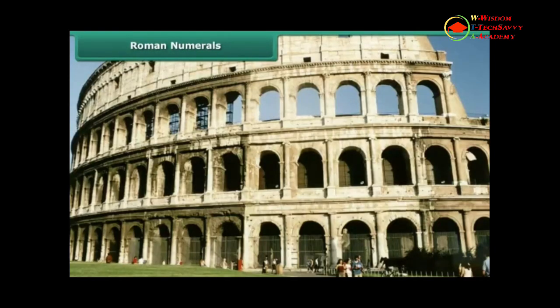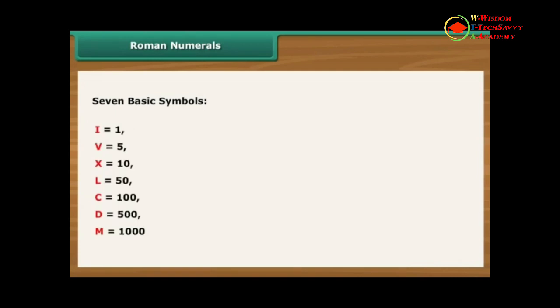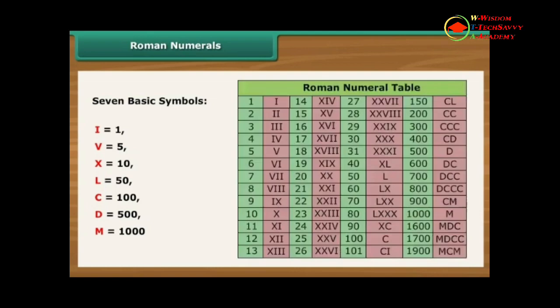Roman numerals. We use the Hindu-Arabic system of numerals. Another system of writing numerals is the Roman system. It is one of the oldest systems of writing numbers, which is still prevalent at many places. Unlike the Hindu-Arabic numeral system, the Roman numeral system uses seven basic symbols to represent different numbers. The symbols are as follows. Look at the table of symbols.